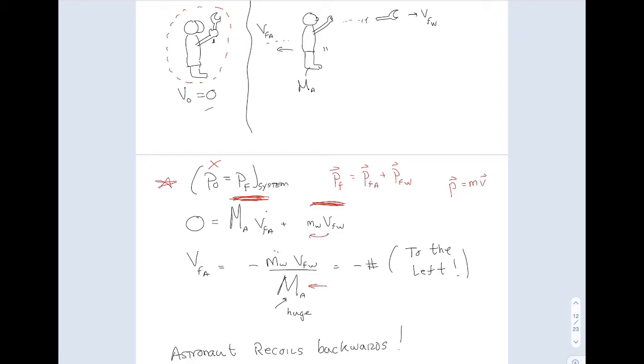So if I calculate the final velocity of the astronaut, I have a huge mass of the astronaut in the denominator. The mass of the wrench is small. So small numerator, large denominator. That would make this a very small number. So the astronaut's going to recoil with a slow speed, but it's negative, which means the astronaut is going to recoil back to the left.